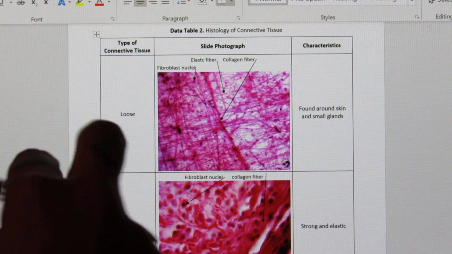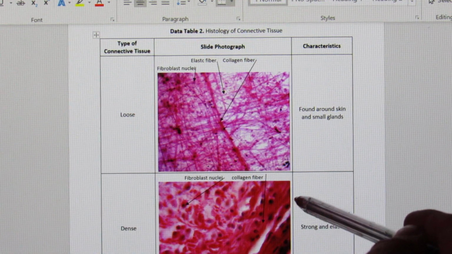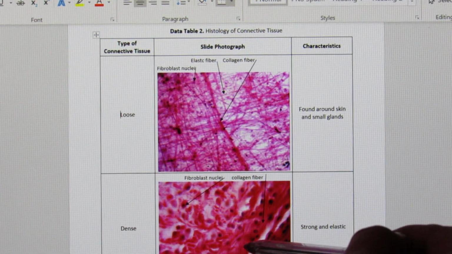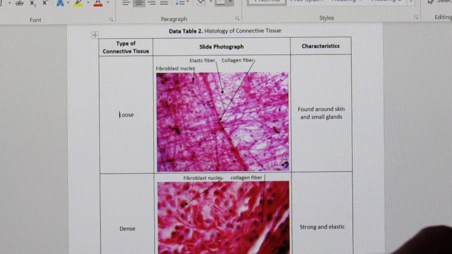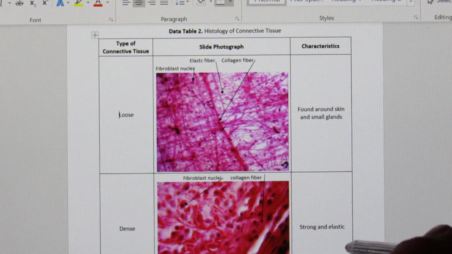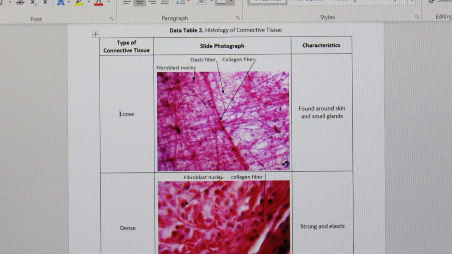The dense connective tissue has much thicker fibers put together, as well as the fibroblast nuclei throughout. These provide supports for muscles, tendons, and ligaments.